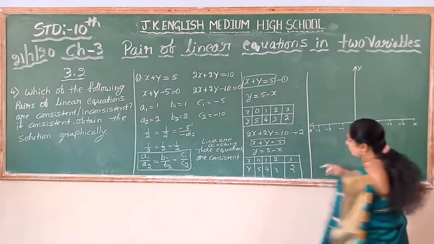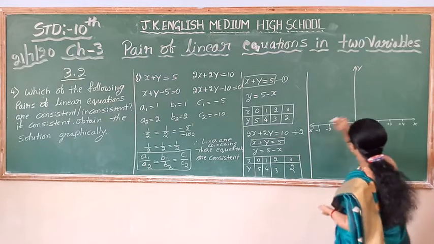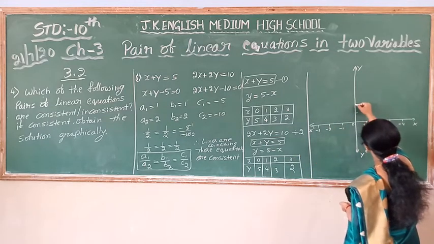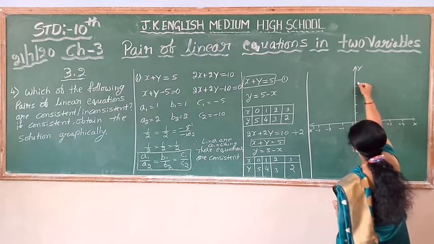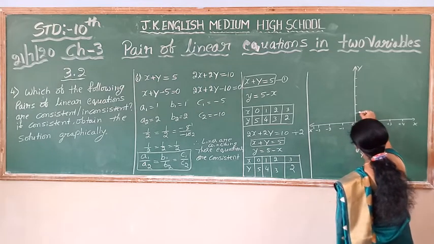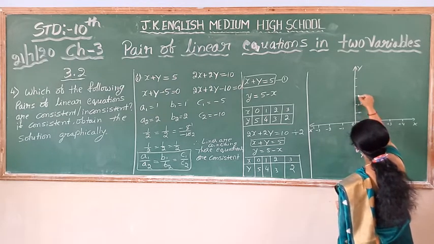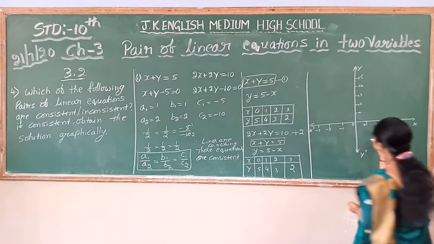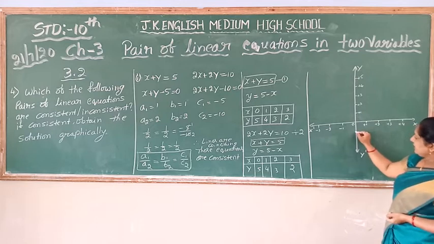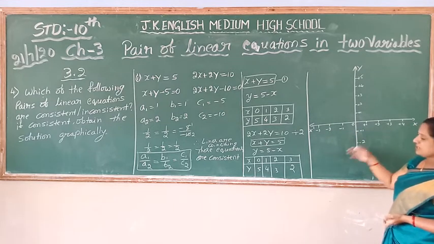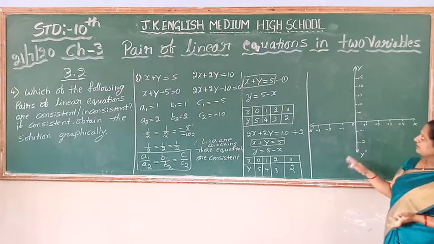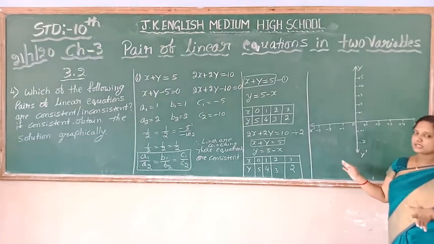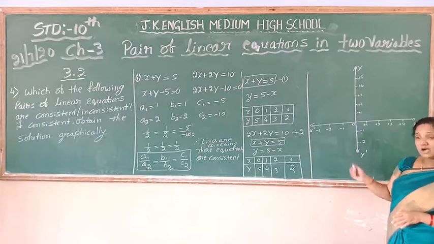Here see, the highest y coordinate value is 5. So 1, 2, 3, 4, 5. On the y axis downward, it is minus 1, minus 2, but negative values are not there. Only as much as is necessary, that much only we plot on the graph and mark the coordinates.